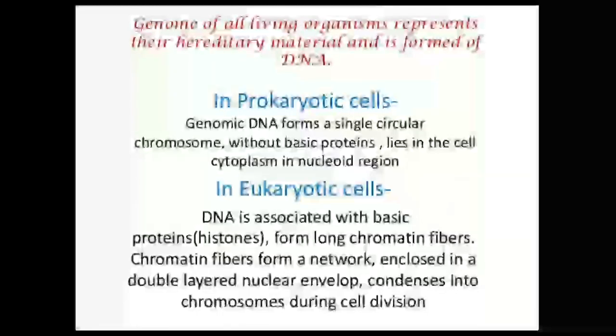So we are discussing two important things, that is the prokaryotic cell and the eukaryotic cell. In the prokaryotic cell, genomic DNA forms a single circular chromosome. Here it has a single circular chromosome which doesn't have any nuclear membrane, and it doesn't have any basic proteins also. But in the eukaryotic cell, DNA is associated with basic proteins like histones. We have already seen that.